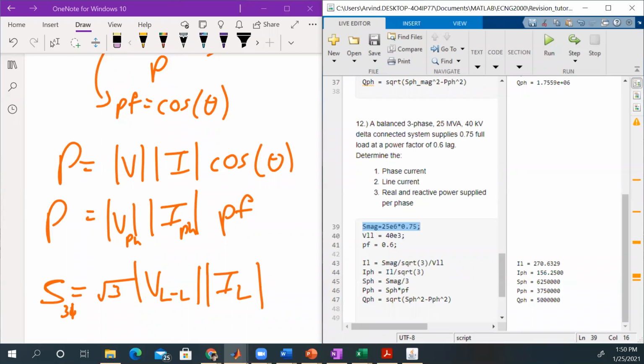Right, I'm seeing somebody writing before that. Can we always assume the phase angle is 0 on the line to line? Yes, you could assume that unless you're told otherwise. If you're not told anything, that is the easiest thing to assume, right? So it really makes no difference.